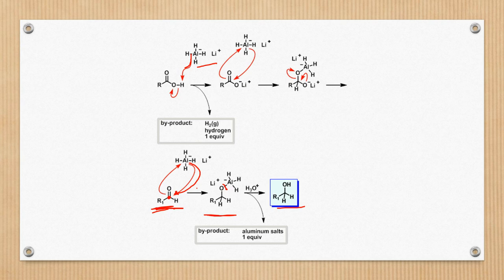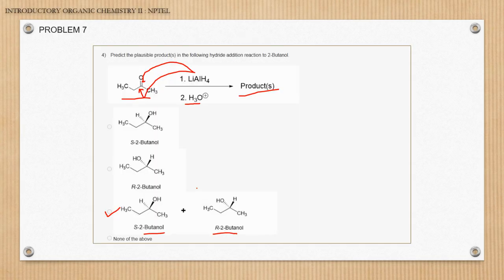So hydride has two positions to attack, either above the face of the carbonyl carbon or below the face of the carbonyl carbon. So it can attack on both faces because there is no selectivity in the reagent, and there is no selectivity in the starting material. So you will end up having a racemic mixture in the product. So you will have both S and R alcohol.